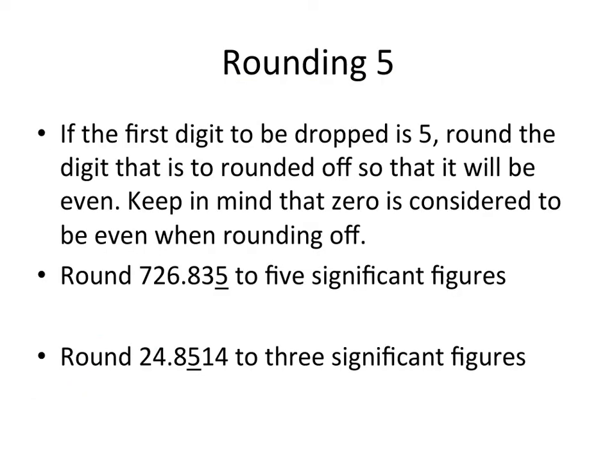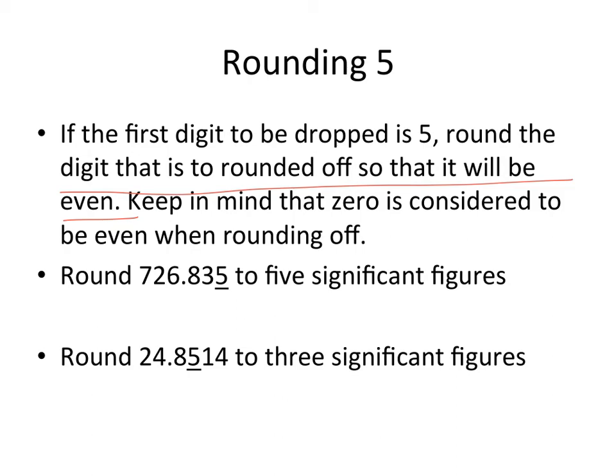Now, when it comes to rounding 5, what we do is we look at even and odd. In this case, we round so that the digit being rounded is going to be even. So when we're equal to 5, we want to change the digit prior to it to even. If it's already even, we leave it as it is.